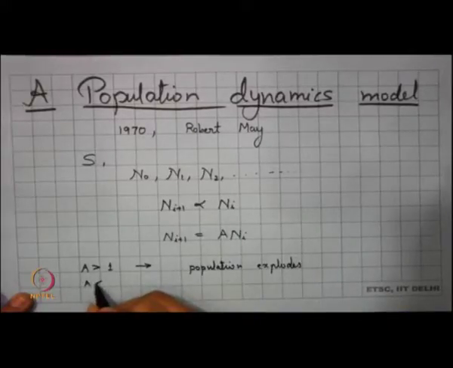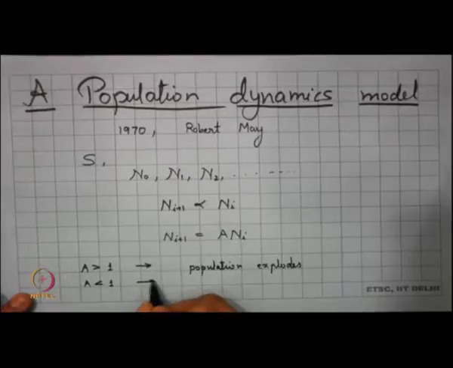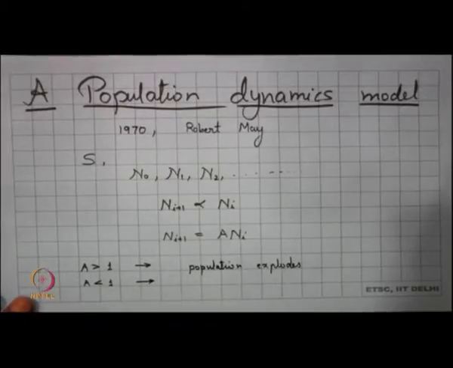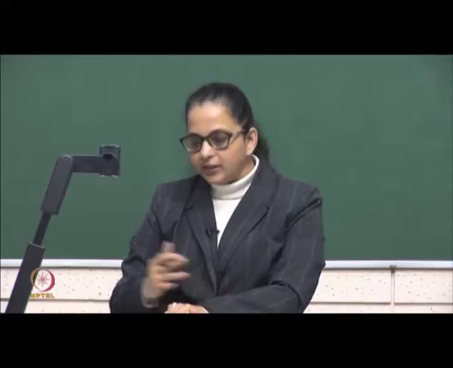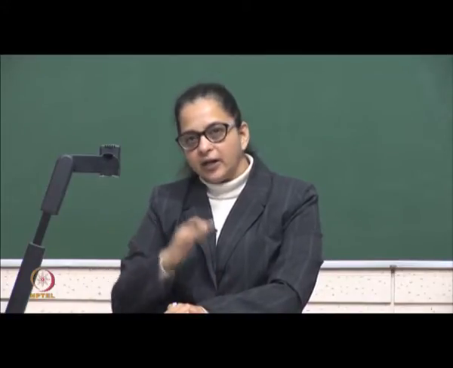If A is less than 1, then it is observed that in the corresponding year you will have fewer individuals than the present year, and that continues, and since A is less than 1, as time goes on the population gets extinct.